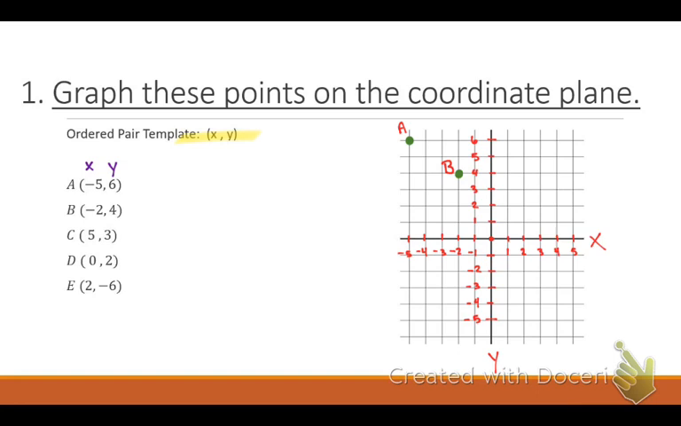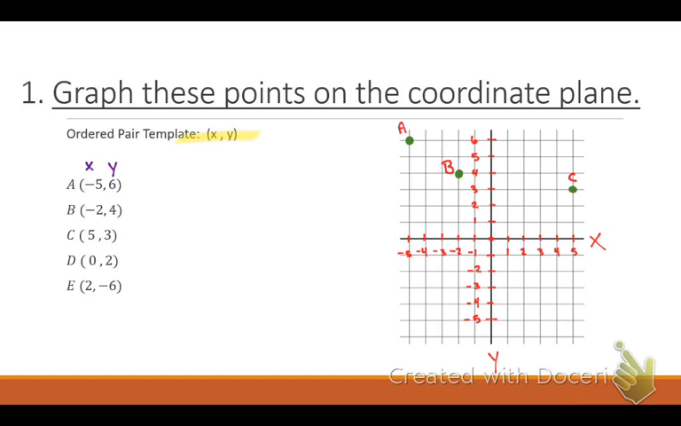I'm following. So on point C, my X is now a 5. So am I going to go right 5 or left? I'm going to go right now because it's positive. And would I go up 3 or down 3? Up. Okay, I want you to plot D and E now if you haven't already.